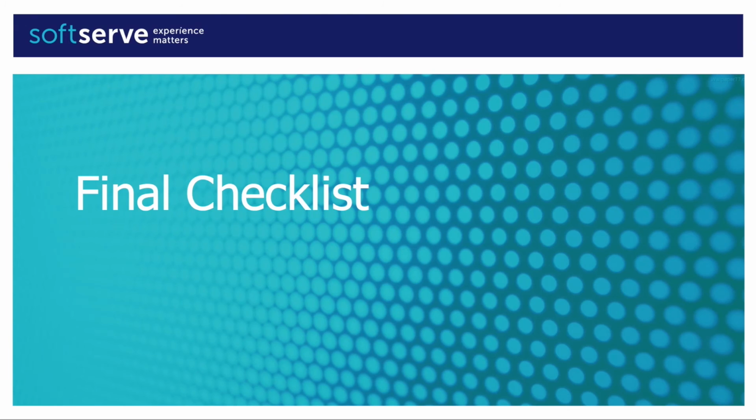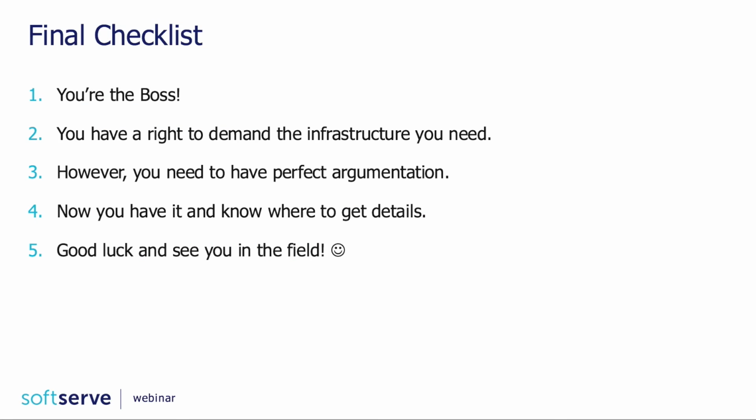Okay, and the final checklist is, remember, the data science engineer is the boss on the project. You are the boss on the project, and you have a right to demand the infrastructure you need. But to be able to demand it, you need to understand the difference between different tools, what storage you need, what the automation is, what the shared cluster is, and so on and so forth. And now you know where to get details about all of it. I'm sure and I hope you will be better prepared in your project to accomplish great data science results in the future.